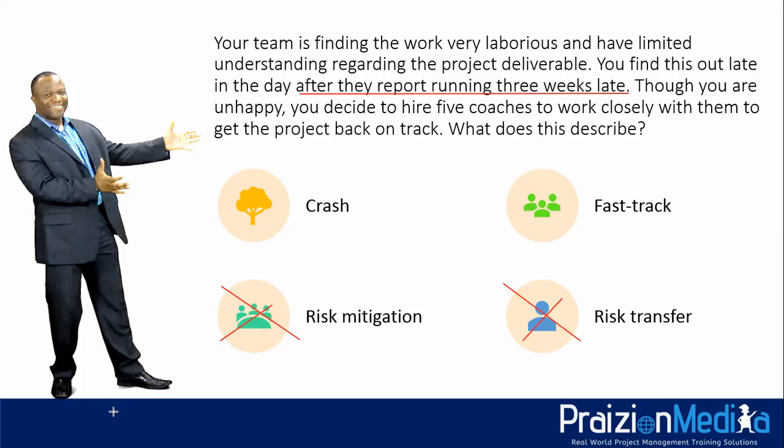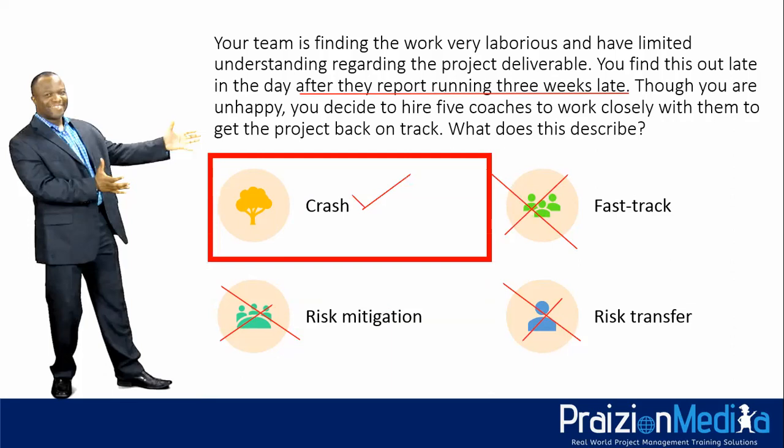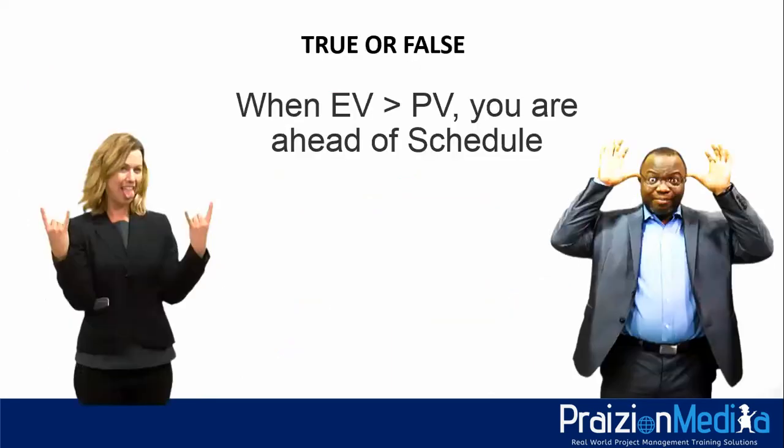So it says you decide to hire 5 coaches to work closely with them to get the project back on track. What do coaches do? Coaches coach. They're not running activities in parallel. So it's obviously not this. The best answer is crash. Adding more resources to the project for whatever reason, that's what we call crashing. Does that make sense? Great. Let's go to the next one.